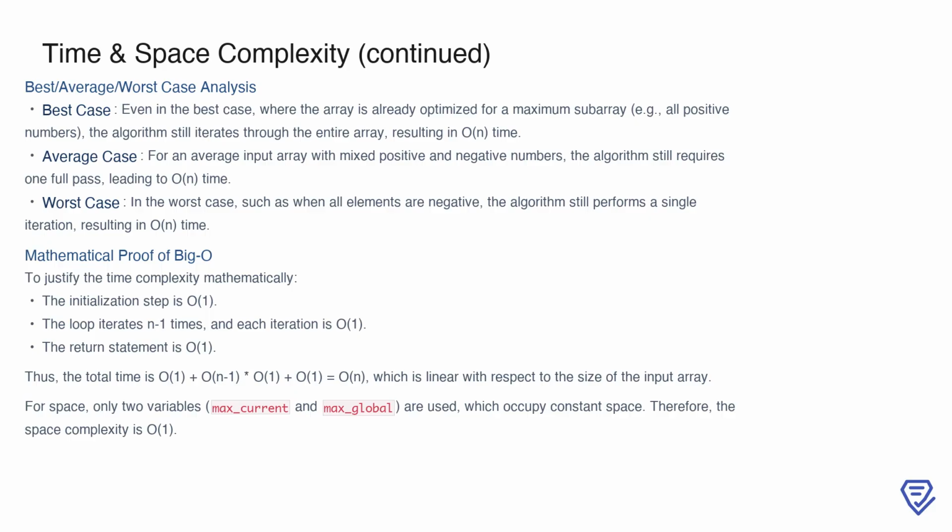Initializing the two variables takes O(1). The loop operates n-1 times, and since each iteration requires O(1) work, the total cost of the loop is O(n). Finally, returning the result is another O(1) operation. Combining all these steps gives a total time complexity of O(n). For space complexity, the algorithm requires only two variables, max_current and max_global, both of which occupy constant space. Therefore, the space complexity remains O(1).